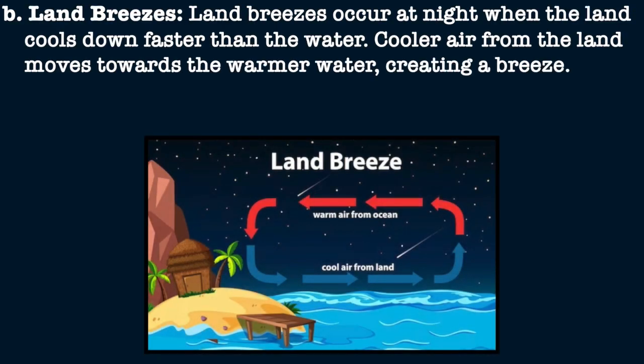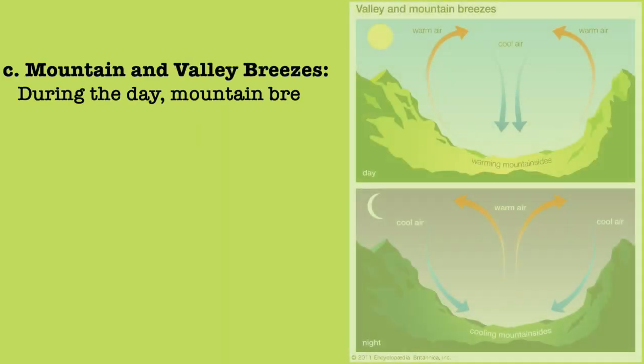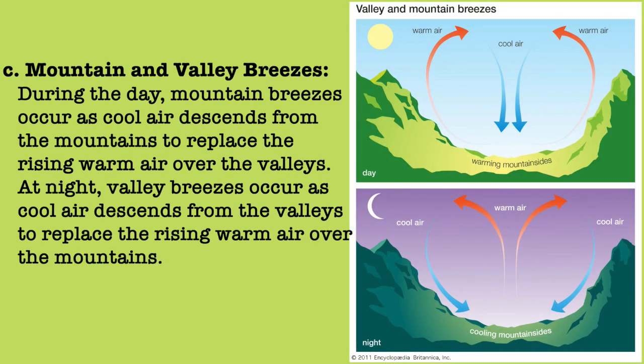Second is land breezes. Land breezes occur at night when the land cools down faster than the water. Cooler air from the land moves towards the warmer water, creating a breeze. Next one is mountain and valley breezes. During the day, valley breezes occur as cool air moves up from the valleys to replace the rising warm air over the mountains. At night, mountain breezes occur as cool air descends from the mountains to replace the rising warm air over the valleys. There are some other types of wind.